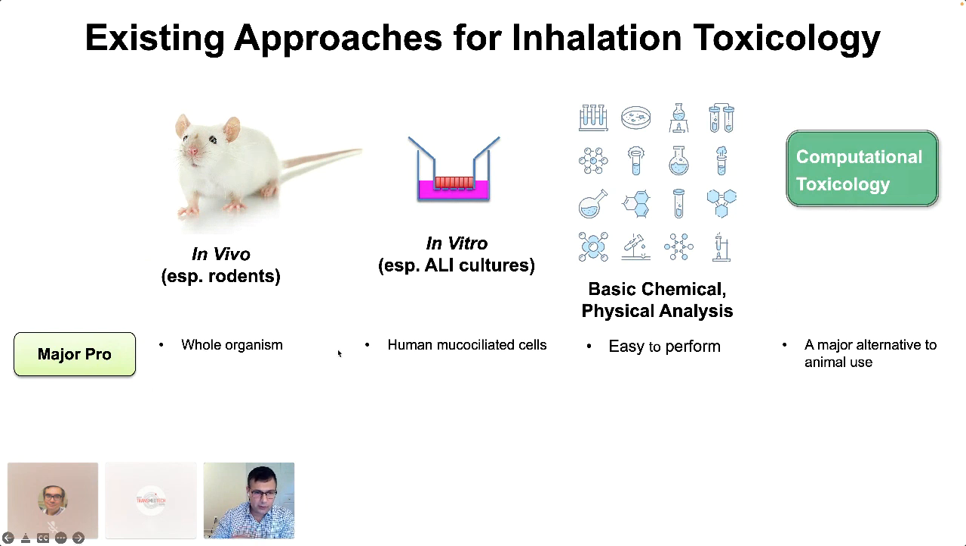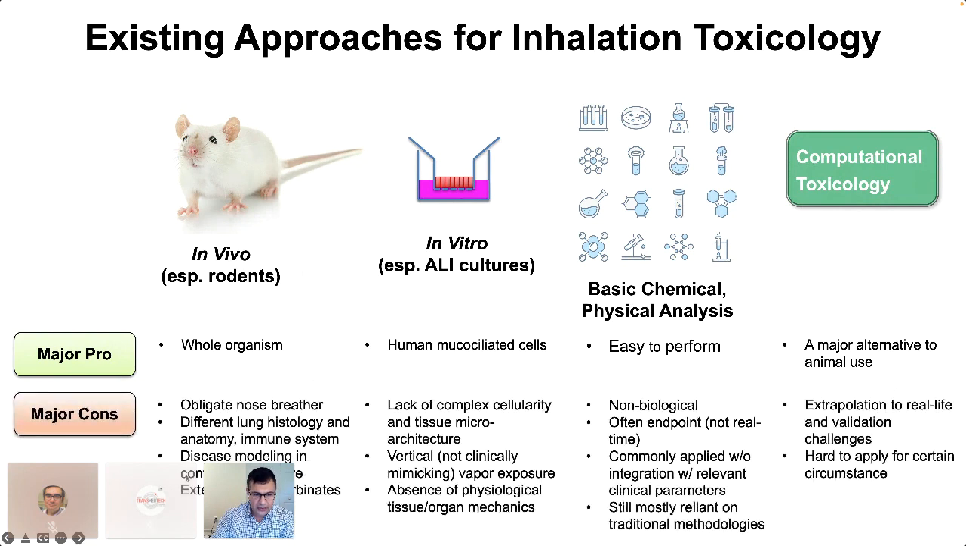When you use an animal, it's the same as using a whole organism. That's the benefit, that you have all the organs there. So that's an advantage. When you use Transwell insert culture, you have a mucociliated epithelium. Endpoint assays are very easy to perform because you can measure the concentration of something in the vapors or in the e-liquid. And computational methods have emerged as a very lucrative path to replace the use of animals.